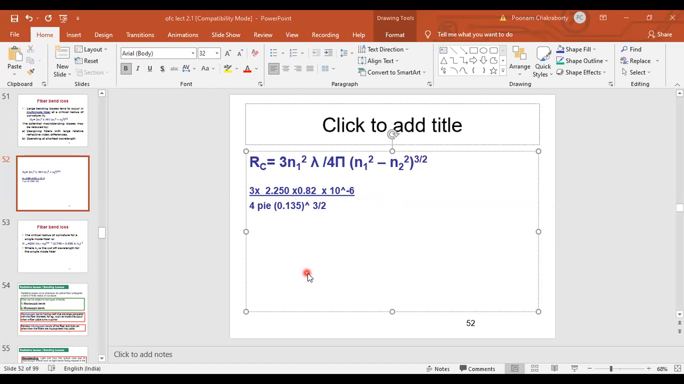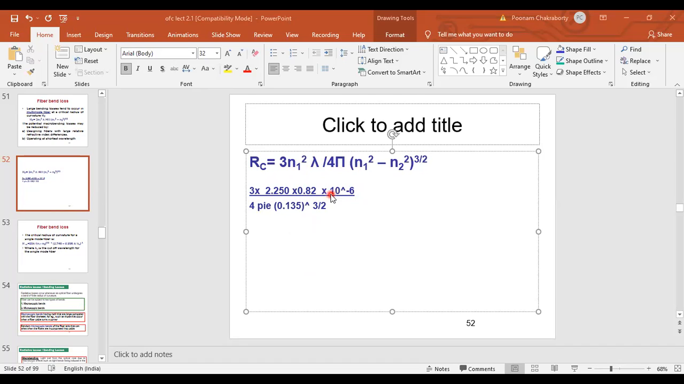I don't know how you are using the calculator. I have written this step because you don't usually write it, that is what is noticed. The way you look at the formula, enter it in the calculator, and then go wrong. So I have done it in my simpler way. I have written the value 3 into n1 square into lambda.